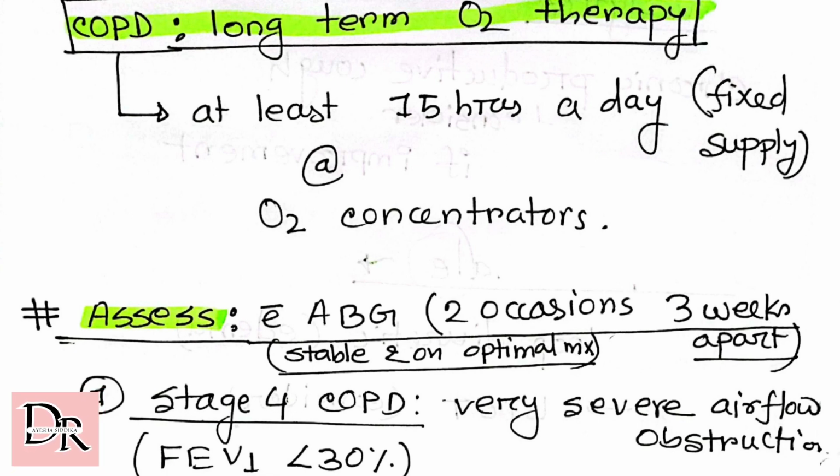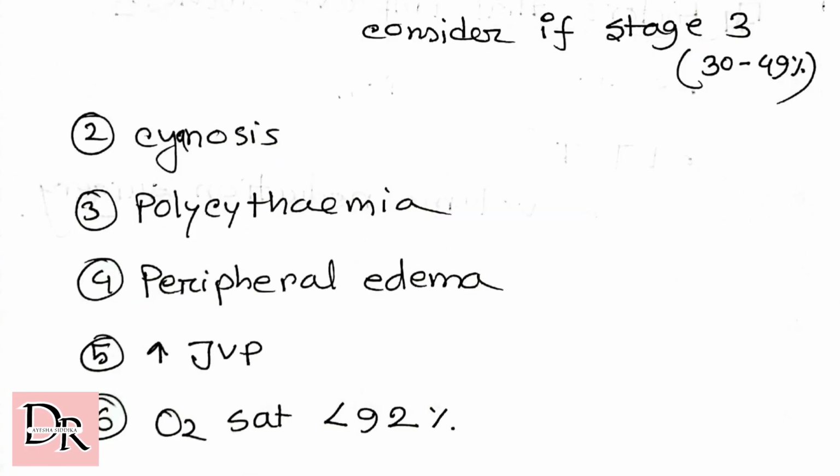Okay, so when we'll assess the patient for the need of long-term oxygen therapy, if the patient is having stage 4 COPD, that is very severe airflow obstruction, FEV1 less than 30%, then we'll assess the patient. But we'll also consider if the patient is having stage 3 COPD, that is FEV1 30 to 49% and severe airflow obstruction. Also cyanosis, polycythemia, peripheral edema, raised JVP, oxygen saturation less than 92. In that case, we'll assess the need for long-term oxygen therapy.